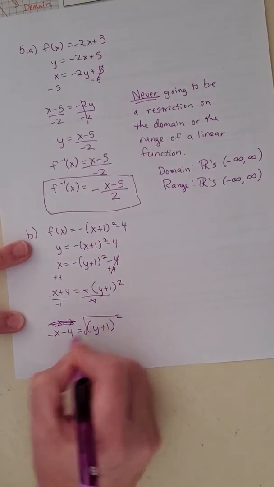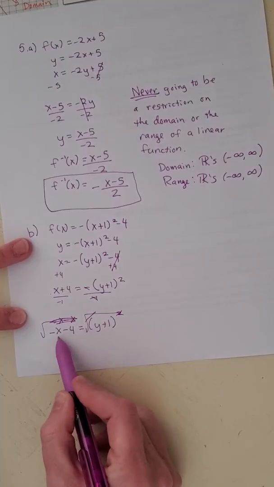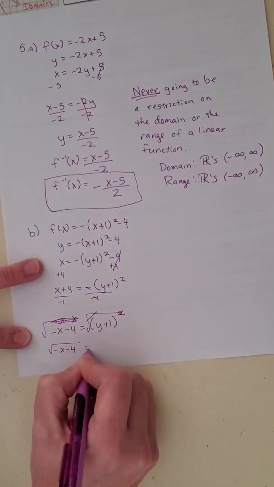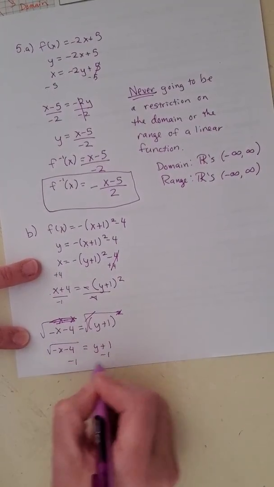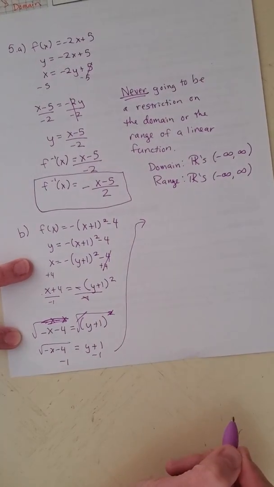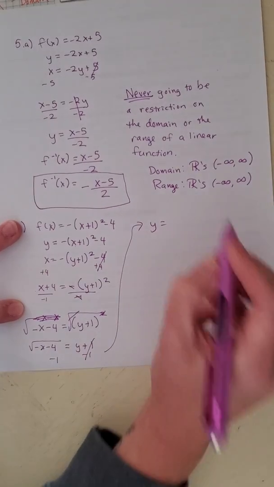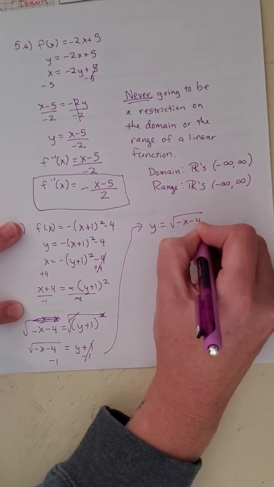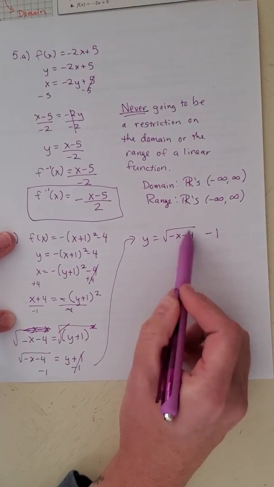And then I would square root both sides. Remember, when we take the square root, we're only going to take the positive root. So I get the square root of negative x minus 4 equals y plus 1. And then I will subtract 1 from both sides, and I end up with y equals the square root of negative x minus 4, minus 1. Remember, this minus 1 is never going to go underneath the radical.